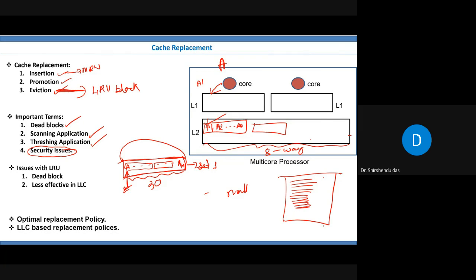So either you can design a scanning or a thrashing application. If you know that it's a set associative cache, then maybe an attacker can purposefully design a thrashing application. Suppose there are four cores in the computer, and in one core a very important application is running, but on the other three cores there are attackers trying to run either scanning or thrashing applications. So what will happen? The performance of the important application will also go down.